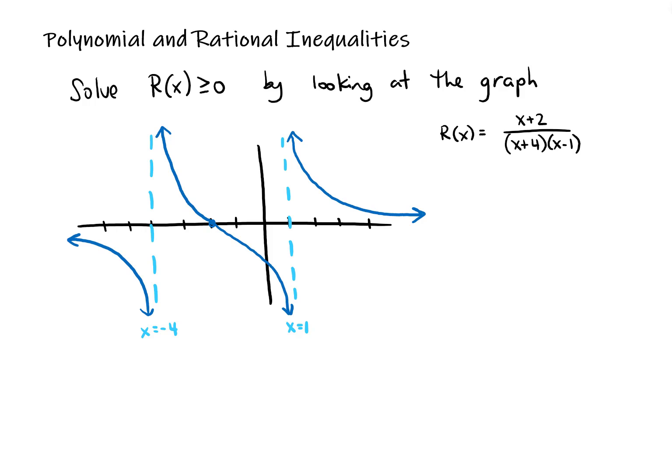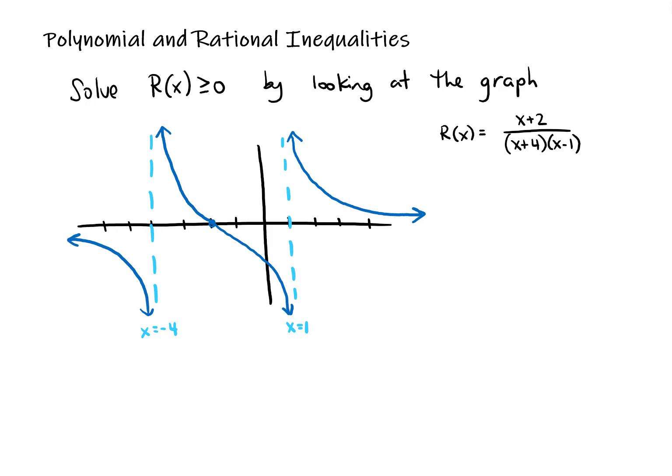When we solve rational inequalities, the method is very similar to what we did with the polynomial inequalities. We just have to keep one thing in mind. We have not only our x-intercepts to be aware of, but also our asymptotes. Our asymptotes are going to be holes in our domain, so that can never be part of our answer.